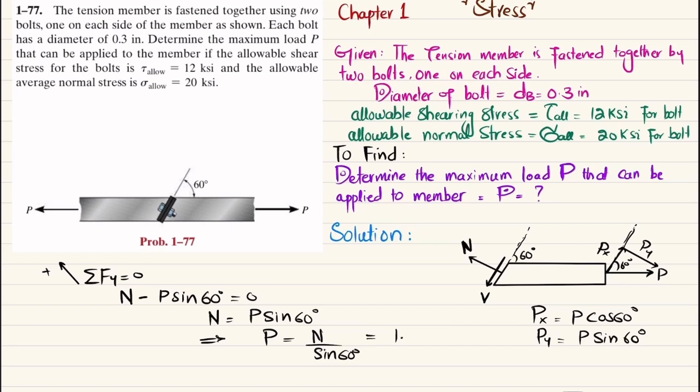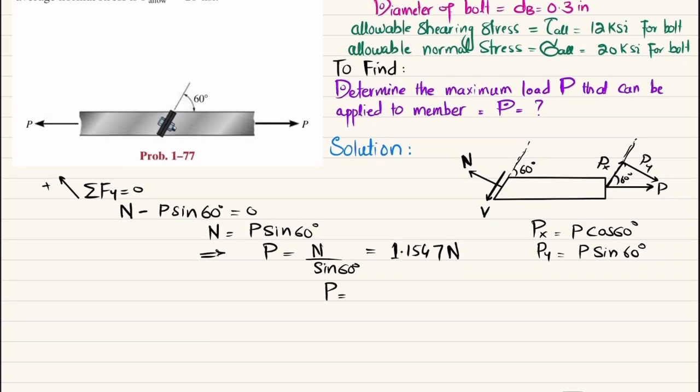So that will be equal to 1.1547 times N. So I will write P will be equal to 1.1547 times N. Let this be your equation number 1.